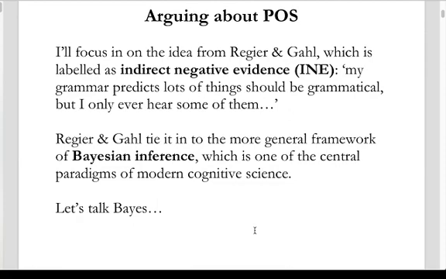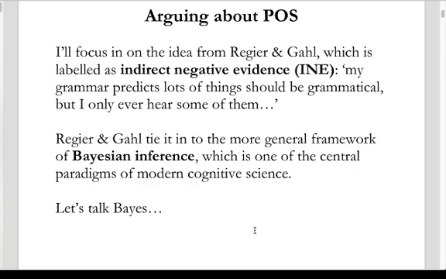And so here's my sort of simple paraphrase of what indirect negative evidence is about. The idea here is something like this. Well, my grammar predicts lots of things should be grammatical, but I only ever hear some of them, and other of the grammatical things I predict don't ever seem to show up in my environment. Therefore, maybe I should try to select a more restrictive grammar. That's the basic idea behind indirect negative evidence, right? You can have grammars that predict lots of things and grammars that predict fewer things. And in a world where you don't hear everything that the bigger grammar predicts, you might want to just prefer the more restrictive grammar because it provides a better match to your experiences.